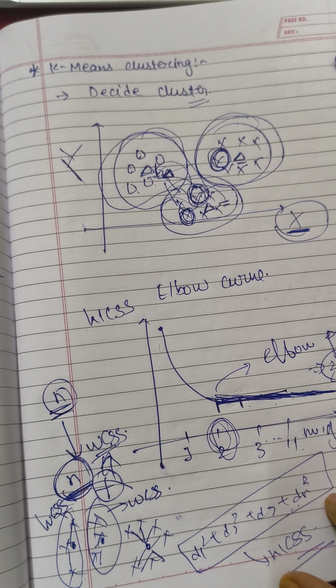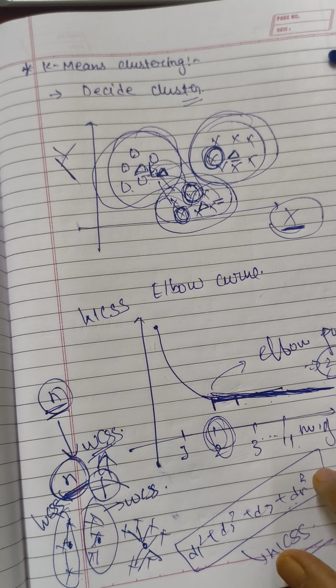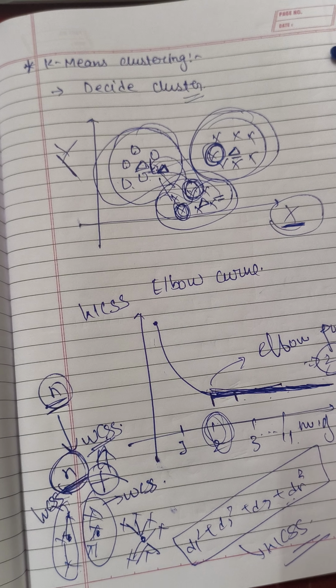So you must be clear how K-means clustering works, how the elbow point is considered, and how we calculate the WCSS value. Thank you.